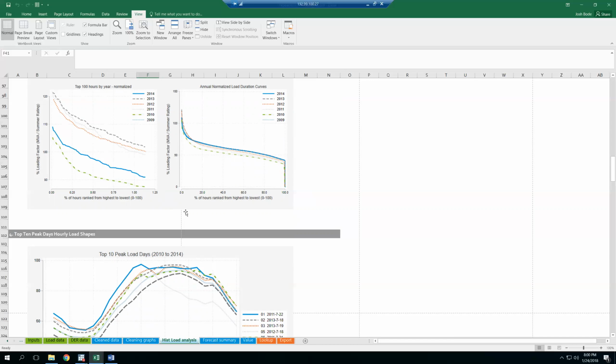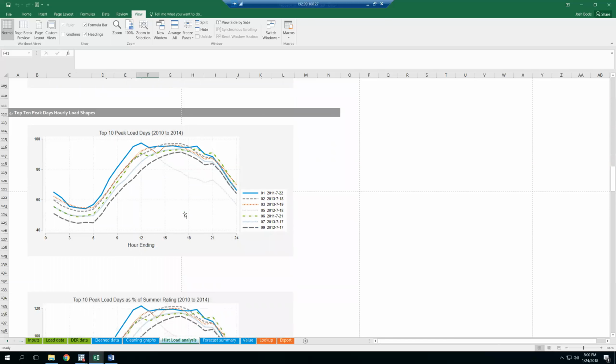The next chart is instructive in terms of when those peaks are happening. There are a few instances where you will have winter peaking locations. Some are dual peaking, but they're relatively rare nowadays.